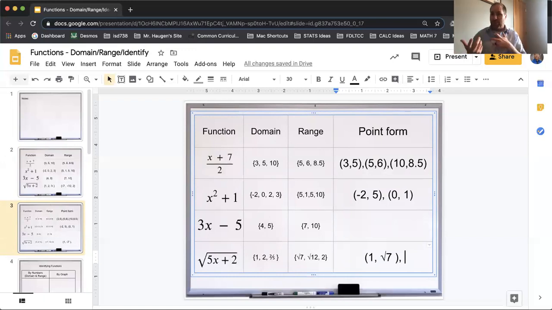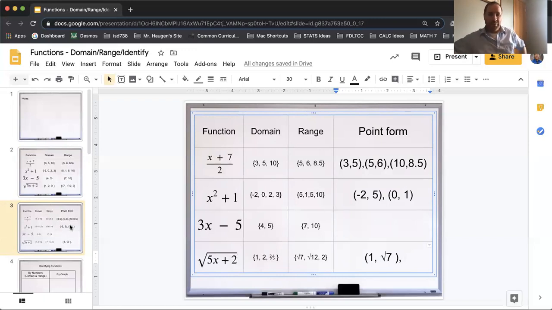You just put them as points, or you can have them separated by domain and range, but they mean the same thing. Essentially, domain is what we plug in, or our x values. Range is what we get out, or our y values, what we get as the answer. So that's domain and range in a nutshell, right? That's kind of the basics of how those things work.